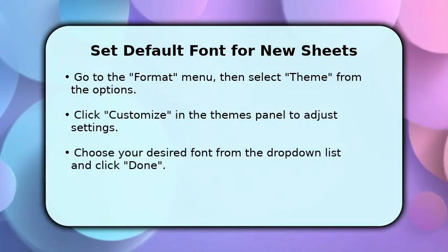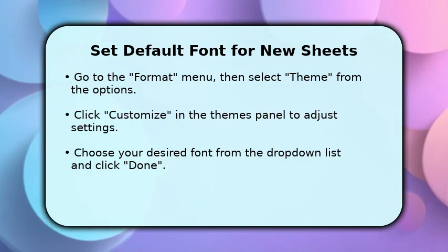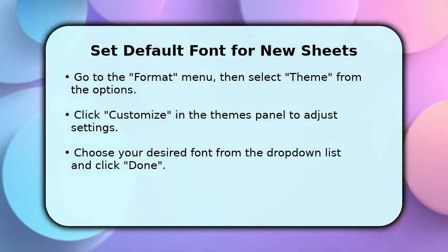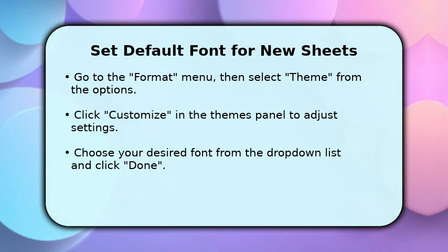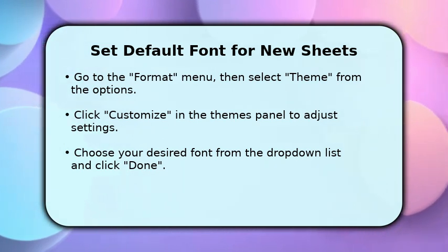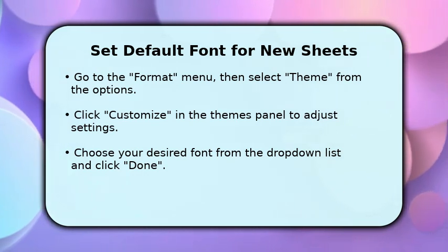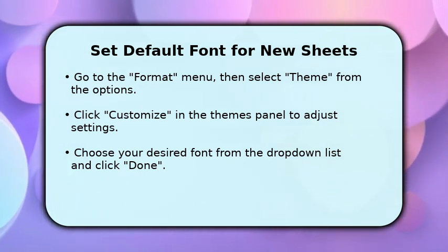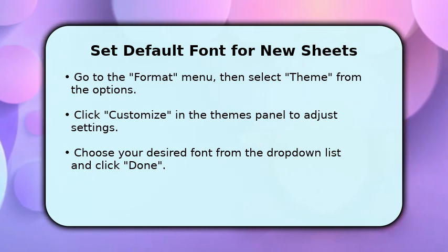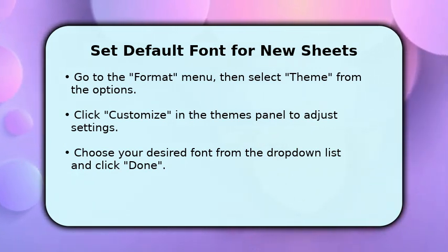To set a default font for all new Google Sheets, begin by navigating to the Format menu at the top. From there, select Theme to open the Theme sidebar. You'll then click on Customize to access the font options. Scroll down to find the Font section, where you can choose your preferred typeface from a wide selection. Once you've made your choice, click Done to save it. This change will now apply to all new spreadsheets you create, ensuring consistent branding.